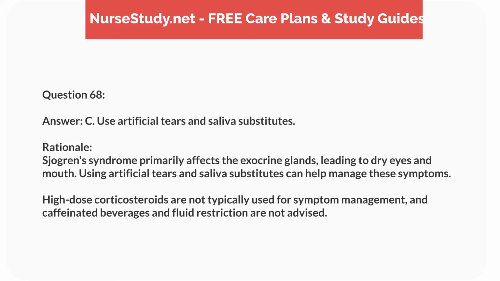Use artificial tears and saliva substitutes. Rationale: Sjogren's syndrome primarily affects the exocrine glands, leading to dry eyes and mouth. Using artificial tears and saliva substitutes can help manage these symptoms. High-dose corticosteroids are not typically used for symptom management, and caffeinated beverages and fluid restriction are not advised.